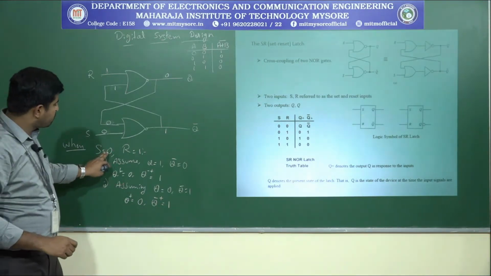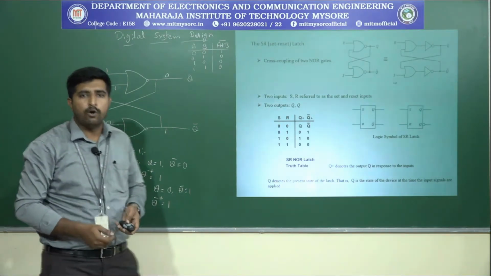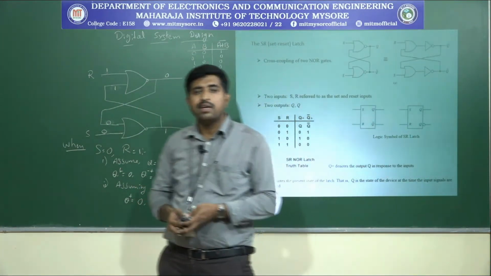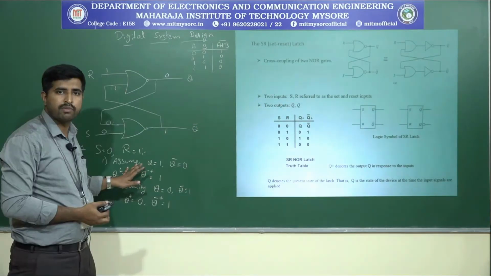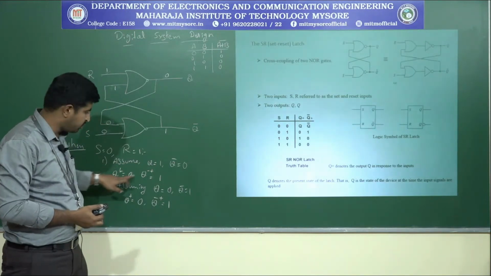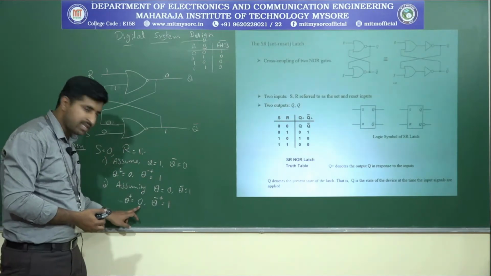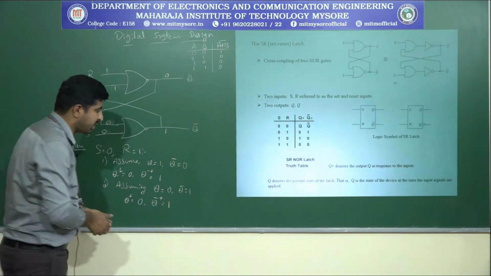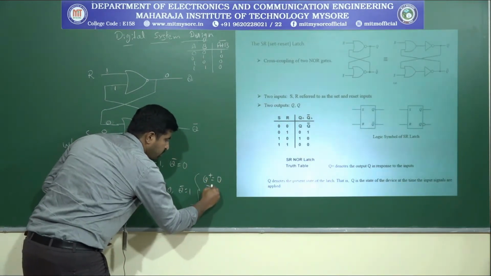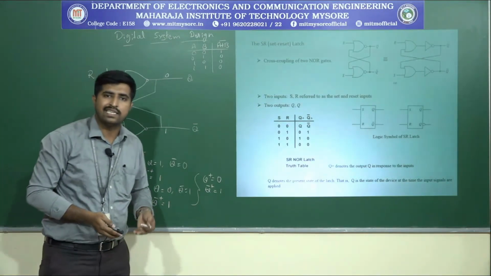What does this indicate? When the inputs are S equals 0 and R equals 1, the Q plus will always be 0. Whatever the previous output, if the previous is 1 0, the next state will be 0 1, and even if the previous output is 0 1, the next state will always be 0 1. So Q plus is always 0 and Q bar plus is always 1, and this state is called the reset state.